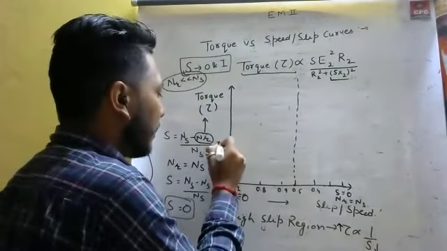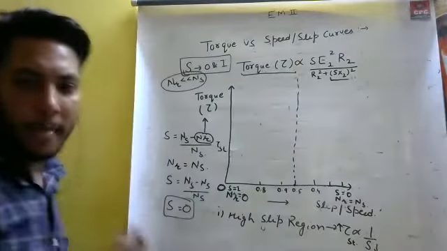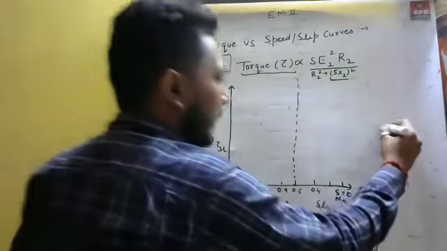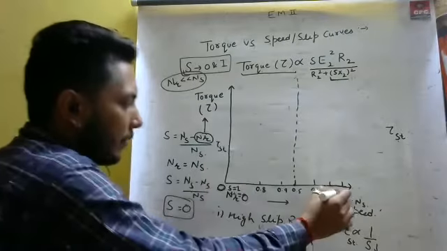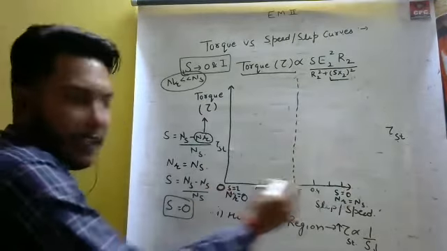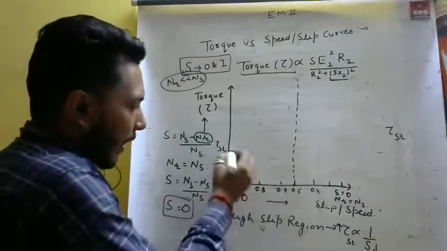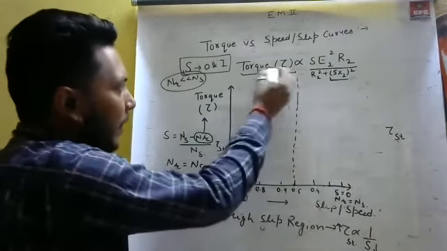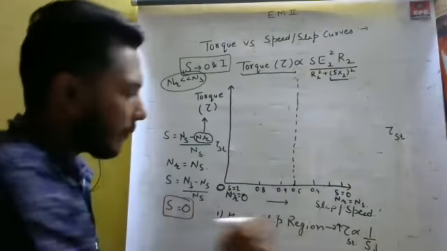Here this is your starting torque. The torque now calculated is your starting torque. You can also say TST, starting torque, because we are talking about the torque slip curve, and here is the starting condition and here is the motor running condition. At the starting condition, we calculate the value of starting torque. That's why I am writing here TST.